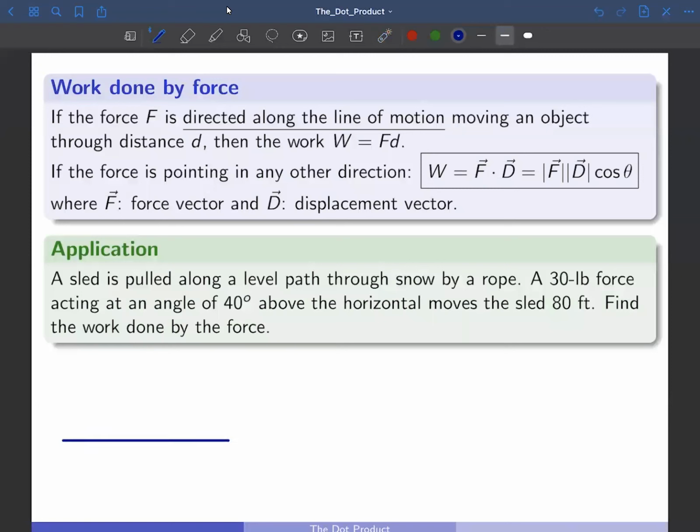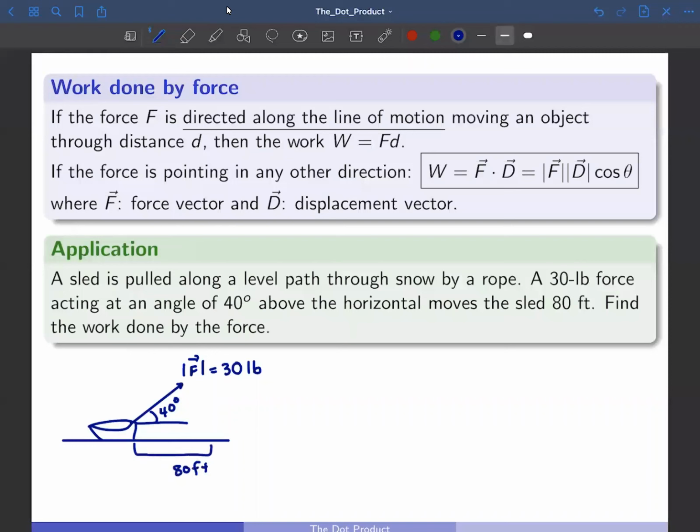here is the snow path, and then we have here the sled, and we have a force that acts at an angle of 40 degrees to the horizontal, and the magnitude of the force is equal to 30 pounds, and the sled is displaced by 80 feet.